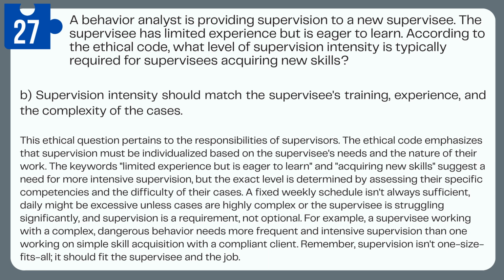A fixed weekly schedule isn't always sufficient. Daily might be excessive unless cases are highly complex or the supervisee is struggling significantly, and supervision is a requirement, not optional. For example, a supervisee working with a complex, dangerous behavior needs more frequent and intensive supervision than one working on simple skill acquisition with a compliant client. Remember, supervision isn't one size fits all. It should fit the supervisee and the job.